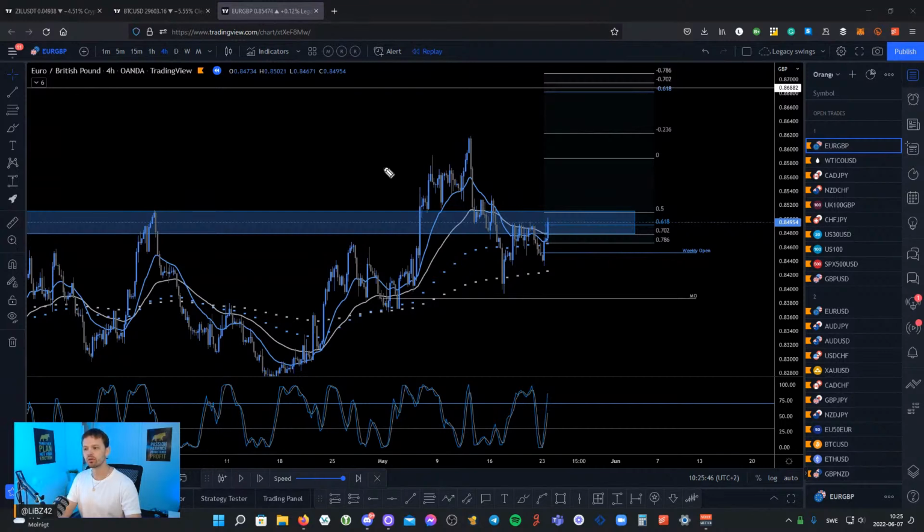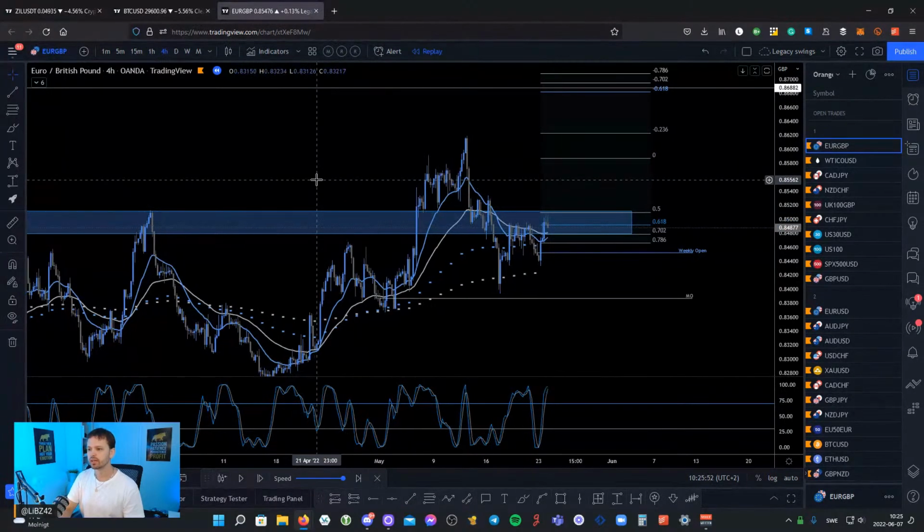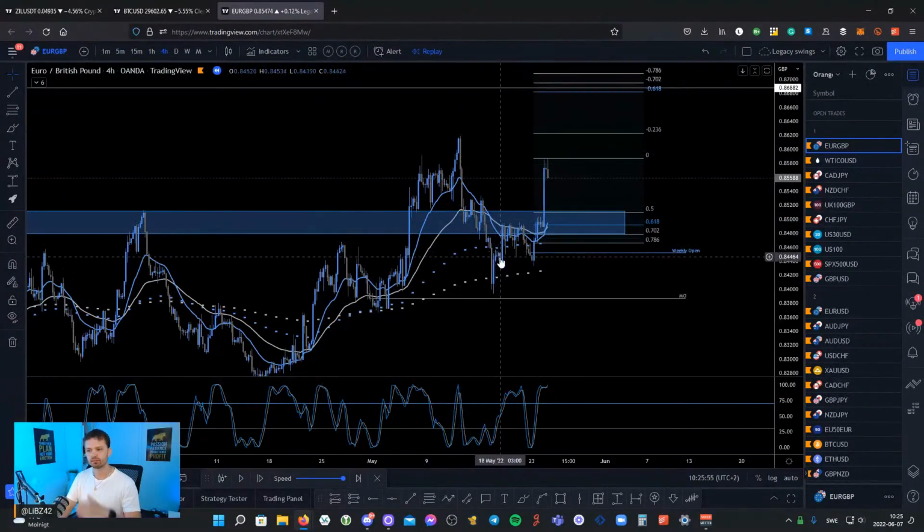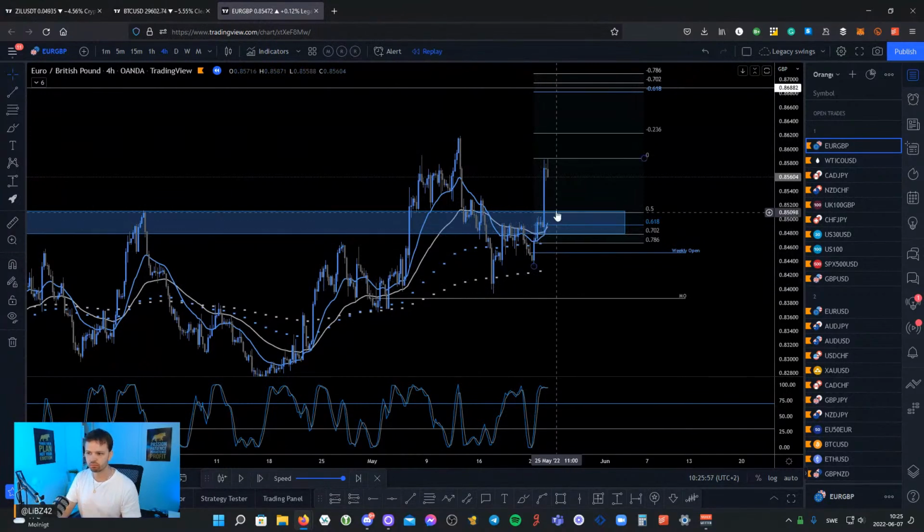So I have an alert right here, at 0.85, something like that. I have an alert, right? So we have a breakout, right? A very clean breakout, looks very nice. It's a very good breakout right here. So now we have a setup, right? We have a setup right here.